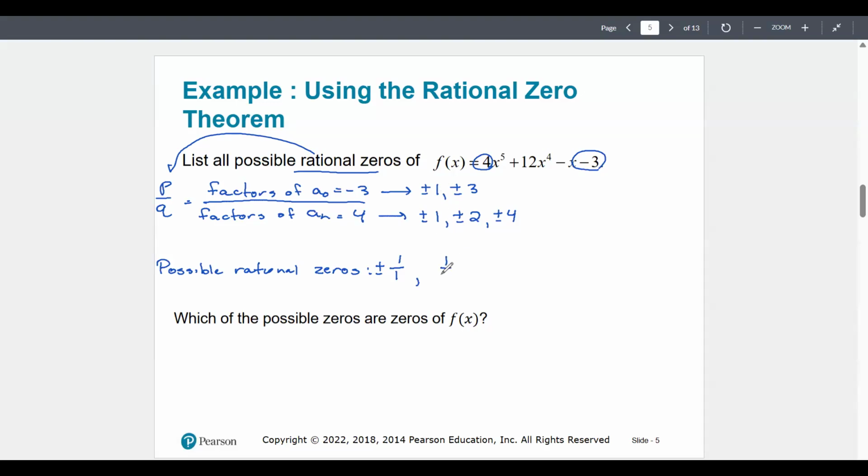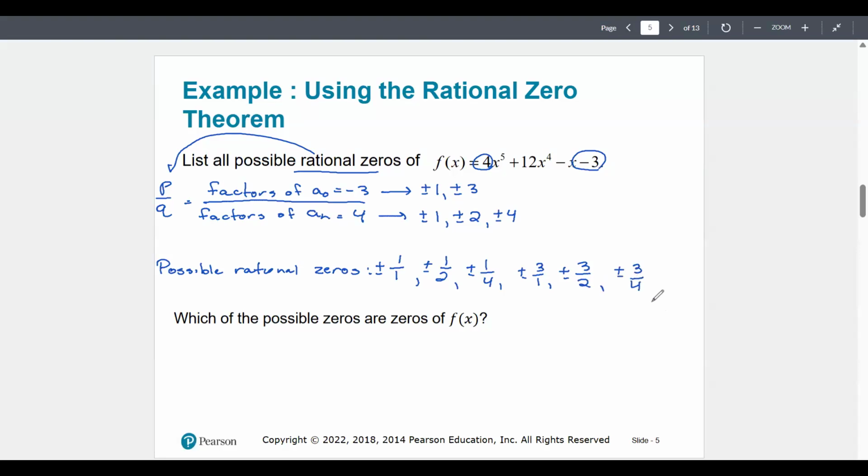Then we have, because this is on top, right? 1 over 2. Then 1 over 4. So we keep them positive and negative, because it could be a positive 0 or a negative 0. Then we move on to the 3's and we put the 3's over all of my possible denominators. So we'll have plus or minus 3 over 1, plus or minus 3 over 2, and plus or minus 3 over 4.